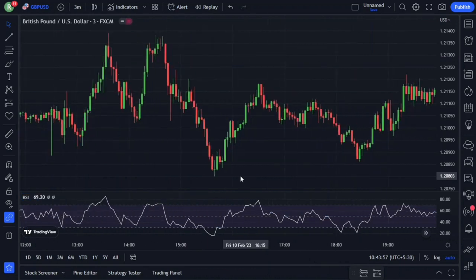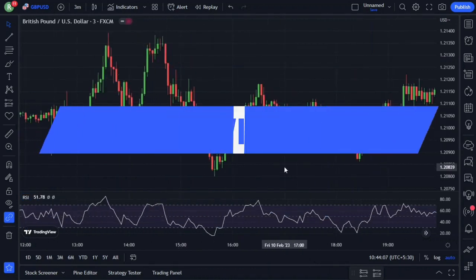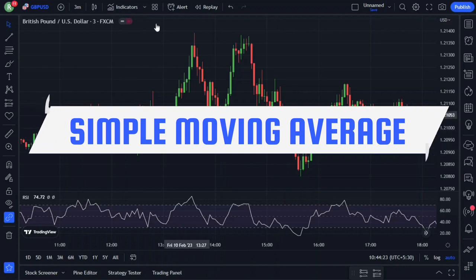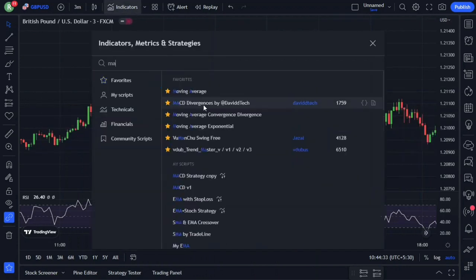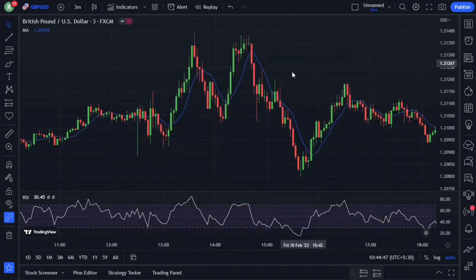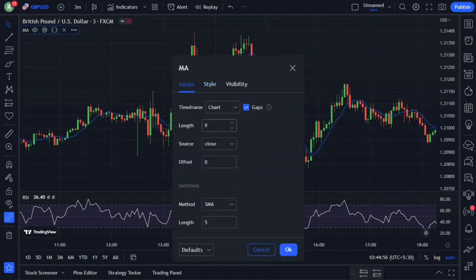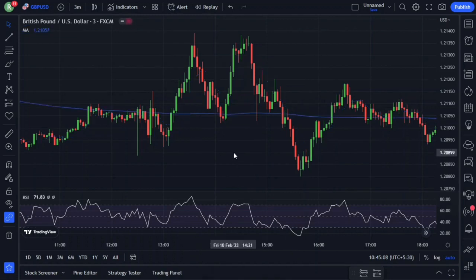In addition to the RSI indicator, we will also use a simple moving average as our second confirmation indicator. Alright, so let's add our second indicator, the simple moving average. This one, add it to the chart. Now click on the indicator settings, and in the input section, change its length from 9 to 200. This 200 period moving average will help us to identify the short-term trend.